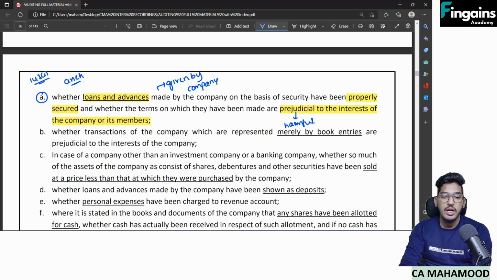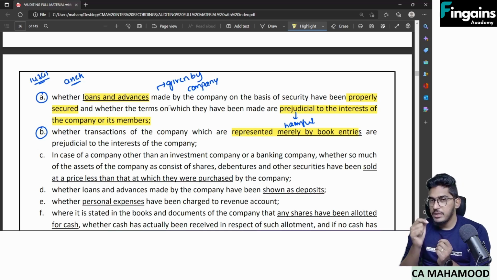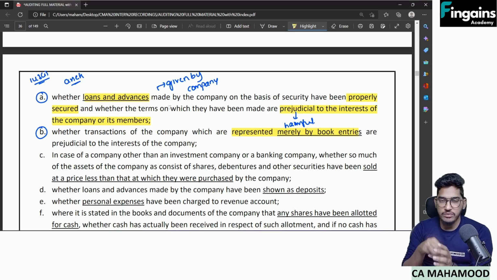Now let us talk about the second point, whether transactions of the company which are represented merely by book entries are prejudicial to the interest of the company. So they are talking about whether the transactions of the company which are represented merely by book entries. Now, what do you mean by transactions represented merely by book entries? See, transactions represented merely by book entries means those transactions which do not have actual substance, which do not involve any happening of the transaction.